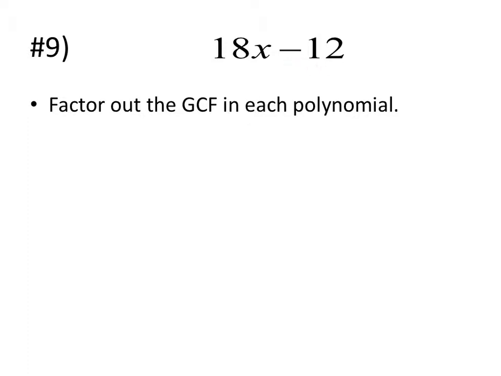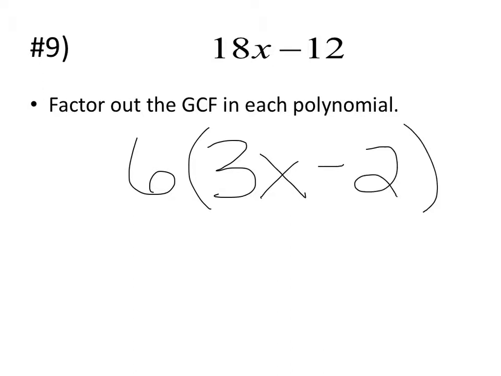So what do 18 and negative 12 have in common? What is the largest number that goes into both of them evenly? And that number is 6. So you're going to divide out a 6 from 18, leaving me a 3 and an x behind. And then if you divide out a 6 from negative 12, you get negative 2. So it's 6 with 3x minus 2 left behind.